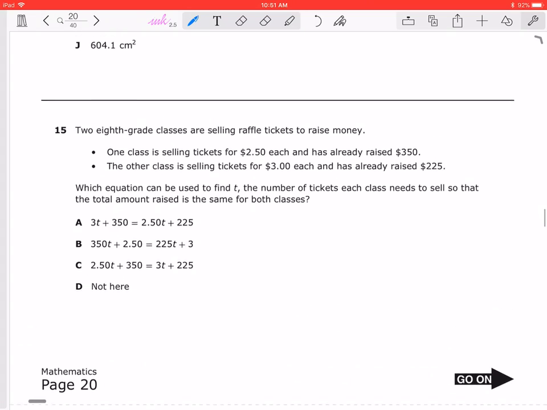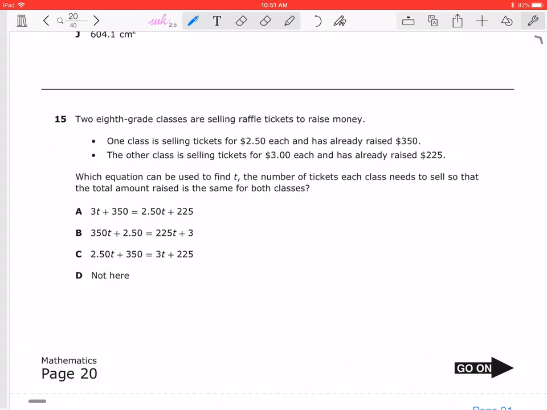Let's see if I can do problem number 15 quick and easy. No, we'll talk about 15 and 16 on the next one.